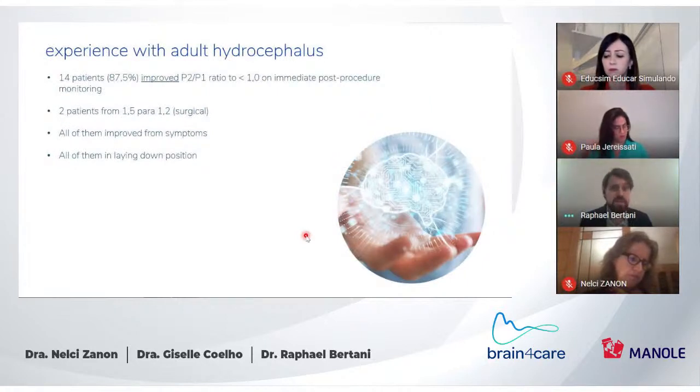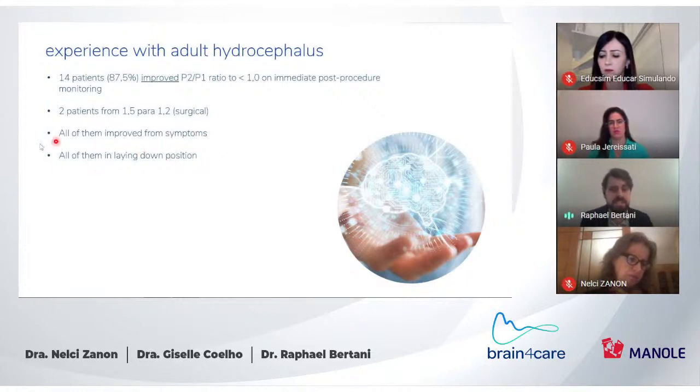The P2-P1 ratio went below 1.0, and now, okay, why 1.0? Why not 0.8? Well, because not all of them end up going back to a normal ratio because they do have hydrocephalus. So we are a little bit more tolerant with these patients, knowing that, especially immediately post-procedure, they will probably tend to have a more abnormal compliance. Two of the patients from the surgical group did not go back to a ratio smaller than 1.0, but they did go from 1.5 to 1.2, which is already a significant improvement, and they all improved from the symptoms, which is, of course, very important for us.